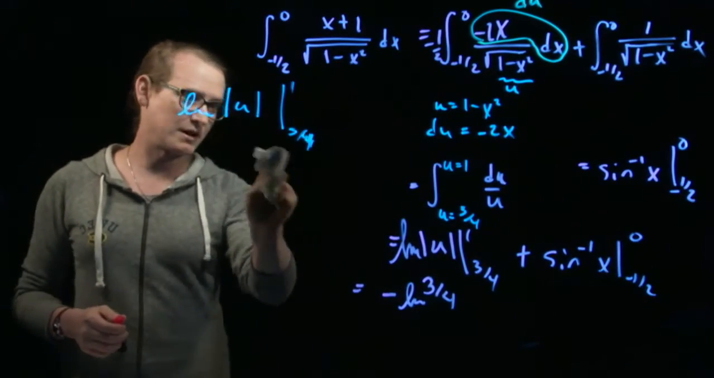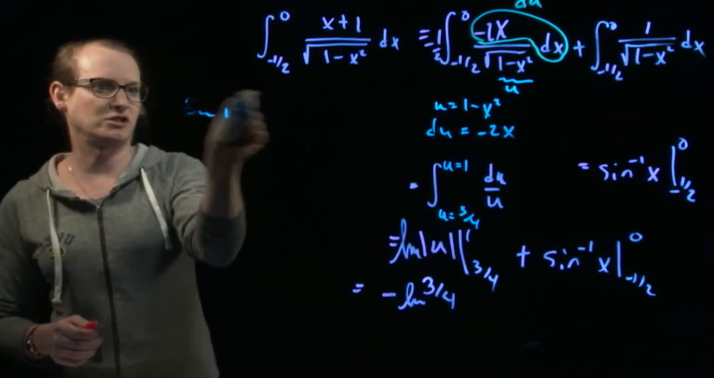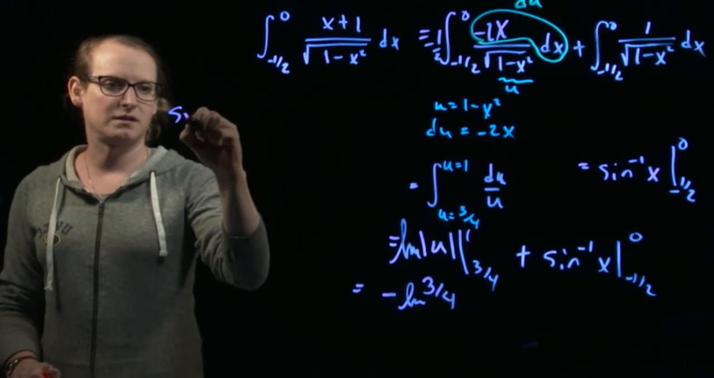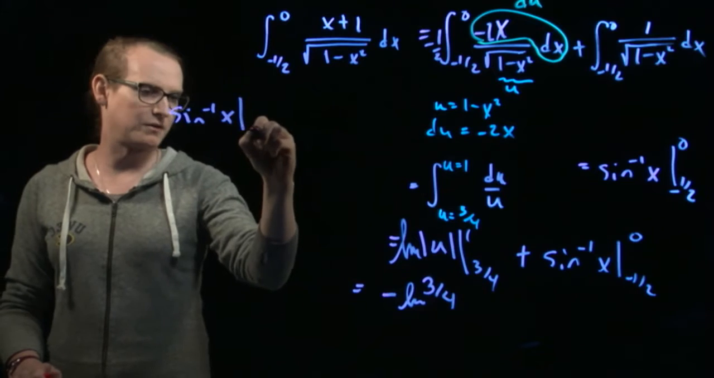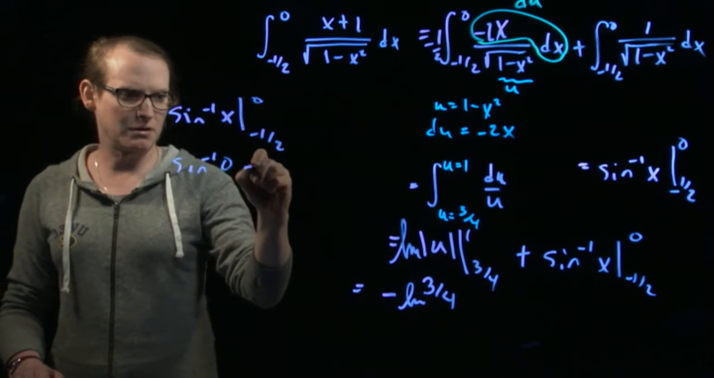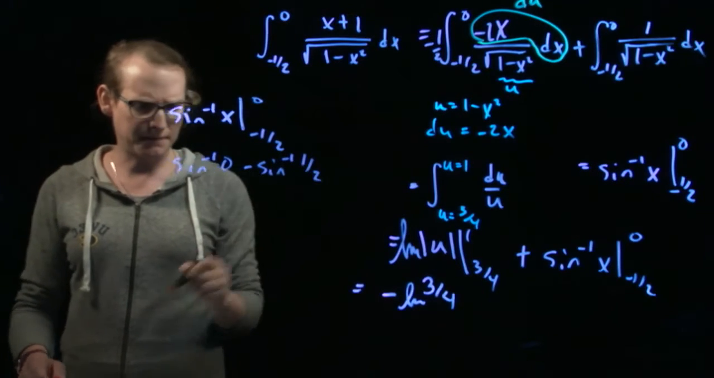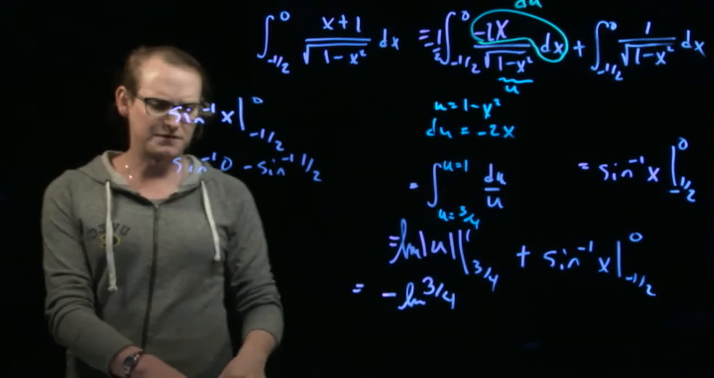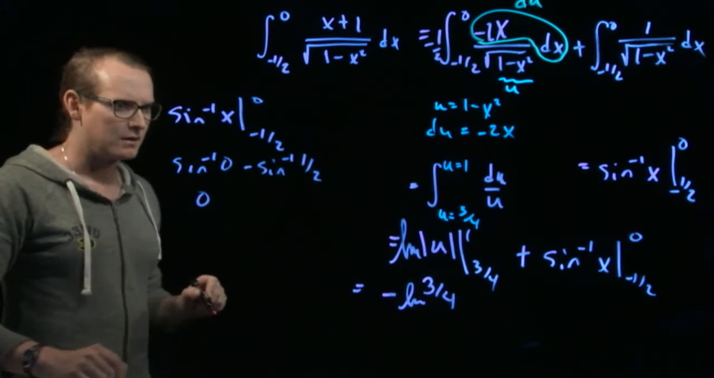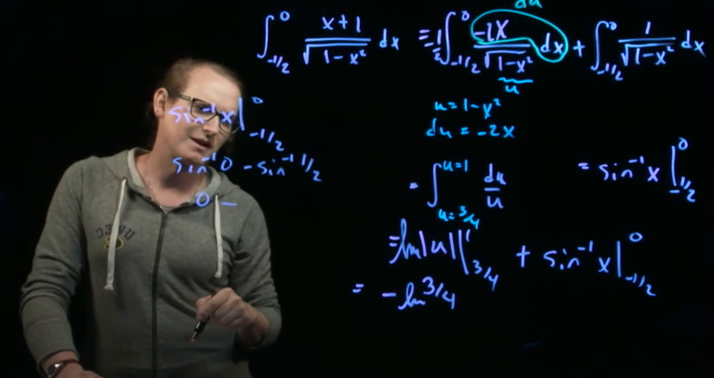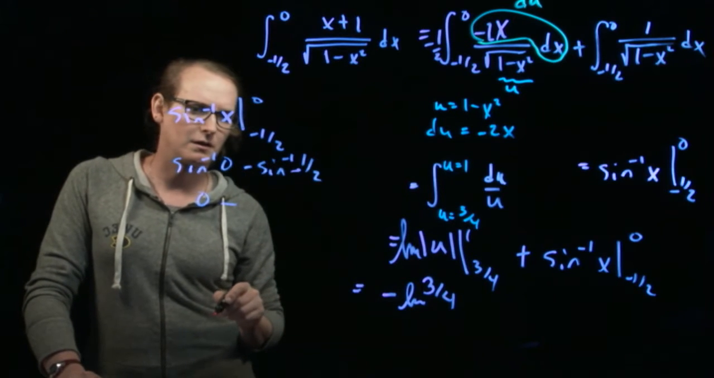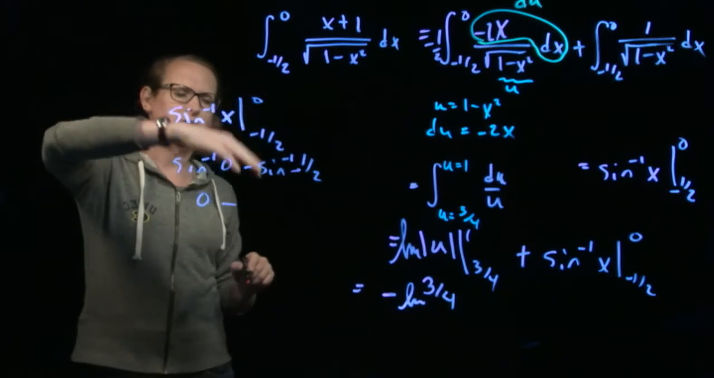So then let's do the sine piece. We need sine inverse of x evaluated from -1/2 to 0. That's sine inverse of 0 minus sine inverse of -1/2. Sine inverse of 0 is 0, because that's horizontal. And then minus sine inverse of -1/2 is, let's see here.